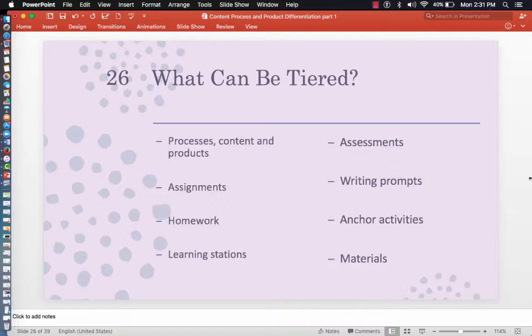We can also have different types of learning stations. We can structure our learning stations to depend on who is actually working on that particular assignment. You can do this with any kind of assessment that you do, with your writing prompts. You can do this with pretty much anything that you do. You have to remember, where are my students A, B, and C, and how can I help them to learn the most based on what they already know.